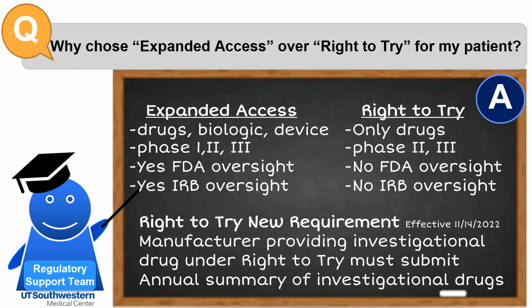Also, this is a really recent change, but when right to try became law, it did not have reporting requirements for the FDA. But there's a new requirement since last month, November, that manufacturers providing investigational drugs under right to try must submit an annual summary of investigational drugs to the FDA. So just so you know.